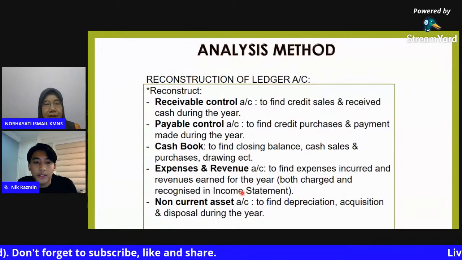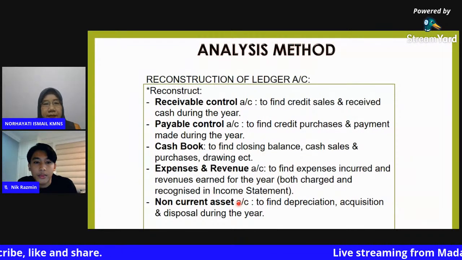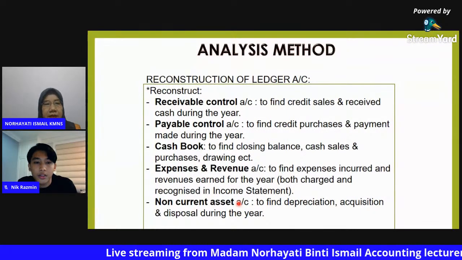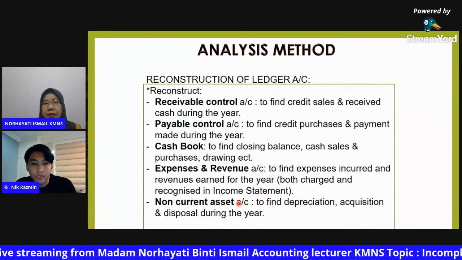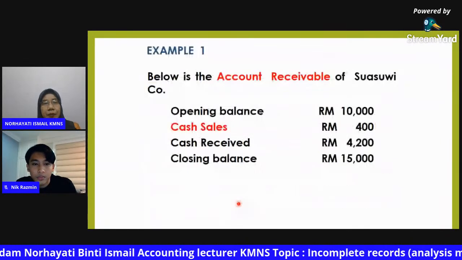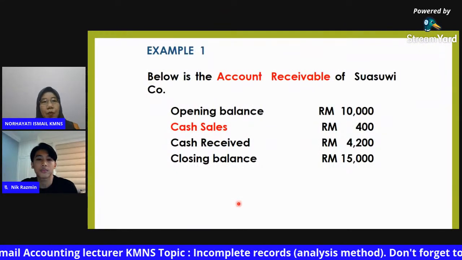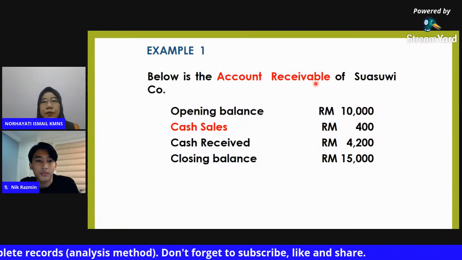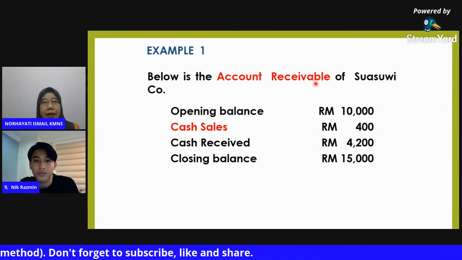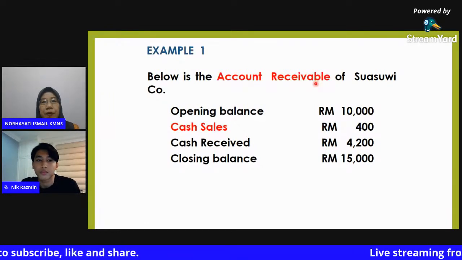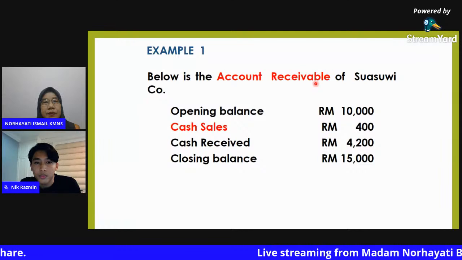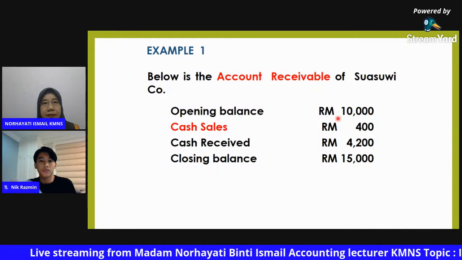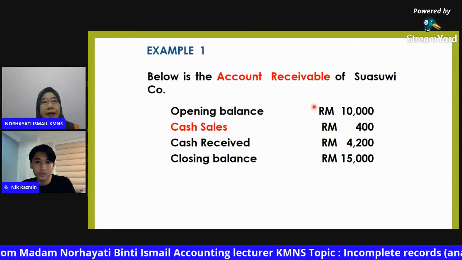Non-current asset, that one is very important because we have to calculate the depreciation, acquisition, and disposal during the year. Now, we look at example 1. Okay, this is the account receivable of Suwa-Suwi company. So, we have to prepare the account receivable of Suwa-Suwi company. Given in the question, opening balance. Account receivable, that means this is the asset.